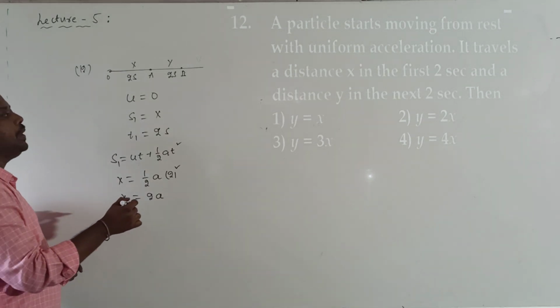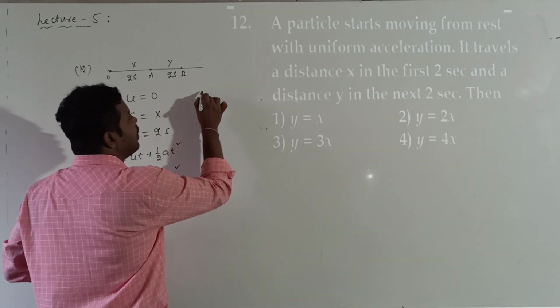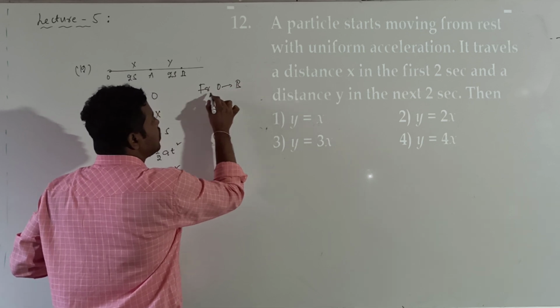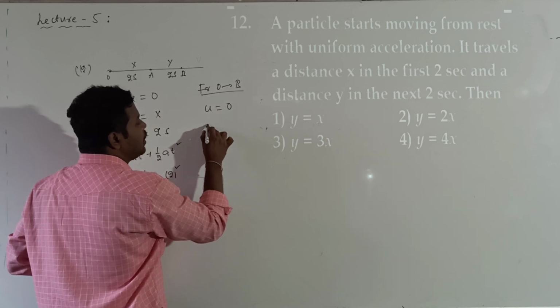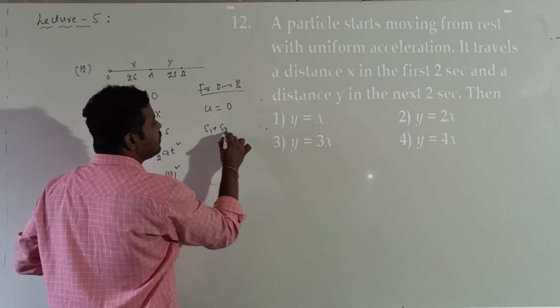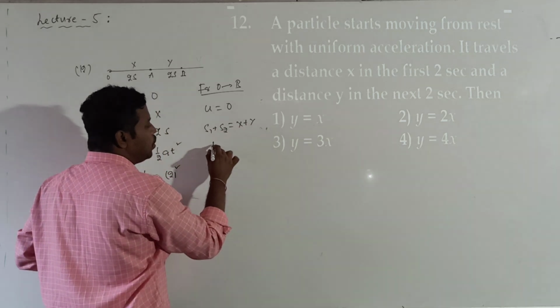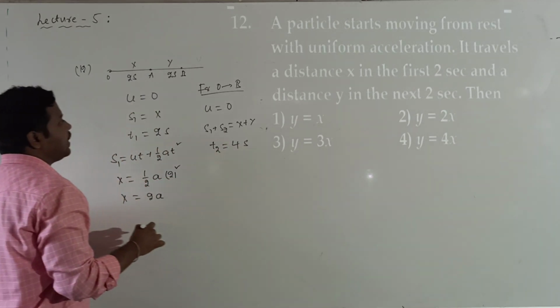So for the journey O to B, what is the initial velocity? U is equal to 0. What is the total distance travelled? S1 plus S2, that is x plus y. What is the total time taken? That is 2 plus 2 seconds, that is 4 seconds.